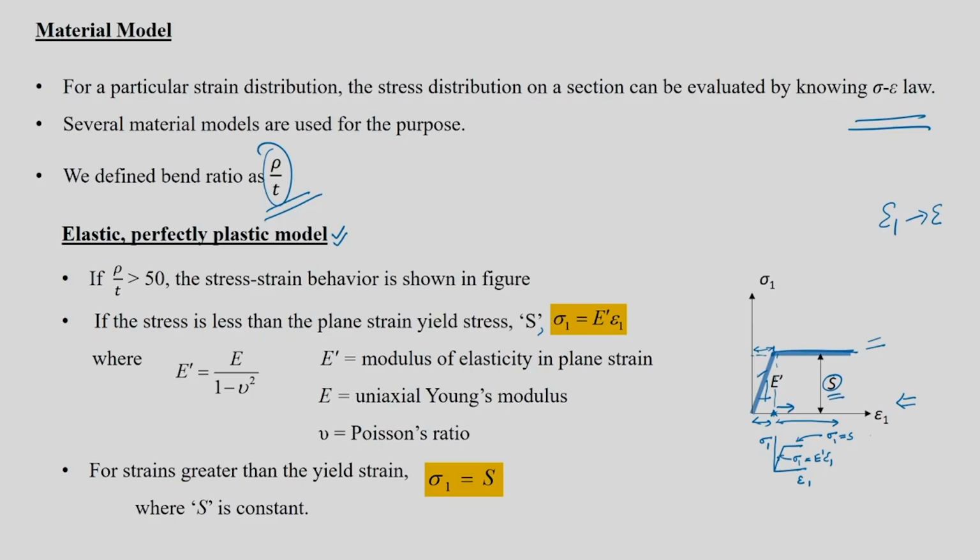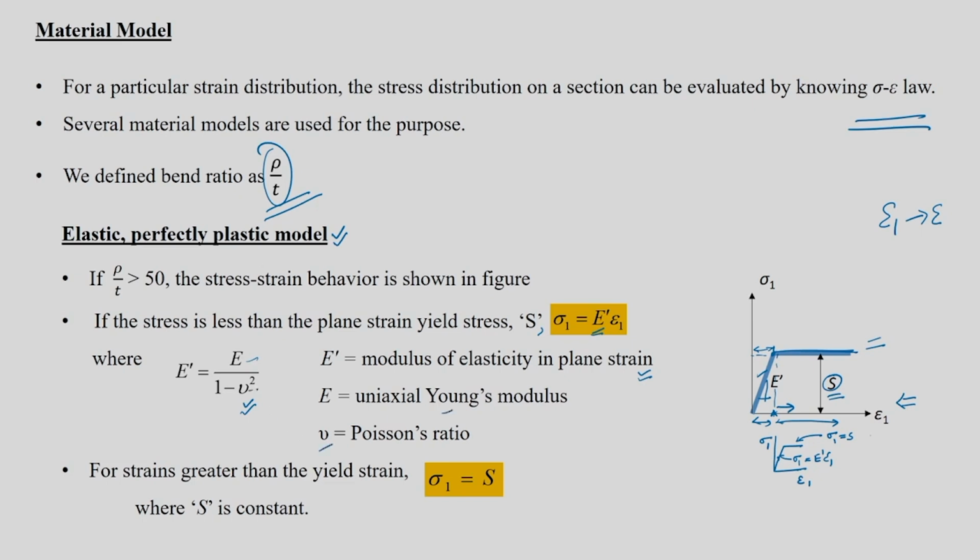And what is this E dash? Generally we say E, but here we call it E dash. E is your modulus of elasticity, but E dash here is the modulus of elasticity in plane strain. Not in uniaxial, but in the plane strain mode of deformation. And this E dash can be found from this particular equation: E dash is E by 1 minus nu square. Here E is the uniaxial Young's modulus and nu is your Poisson's ratio.